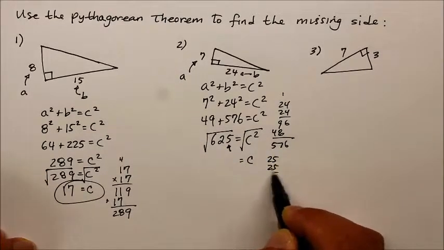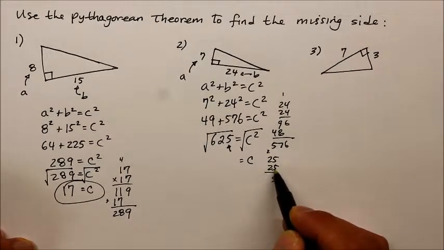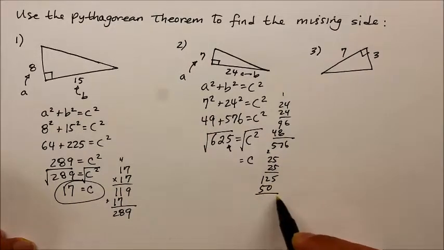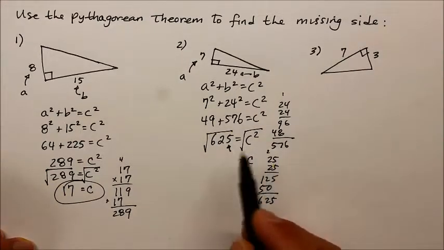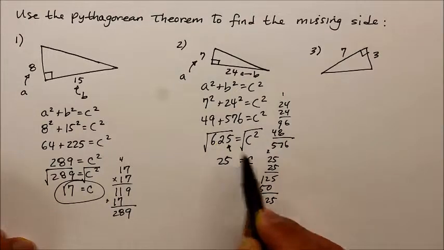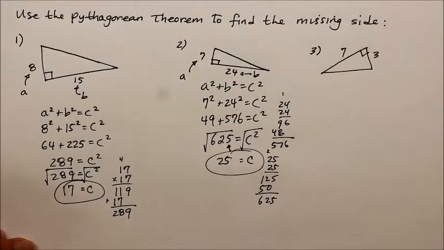25 times 25. 5 times 5 is 25. Carry the 2. 2 times 5 is 10, plus the 2 is 12. Double the 25 is 50. Add that up. What do you know? 625. So the square root of 625 is in fact 25, because 25 times 25 would give you the radicand 625, and that is the missing side for number 2.